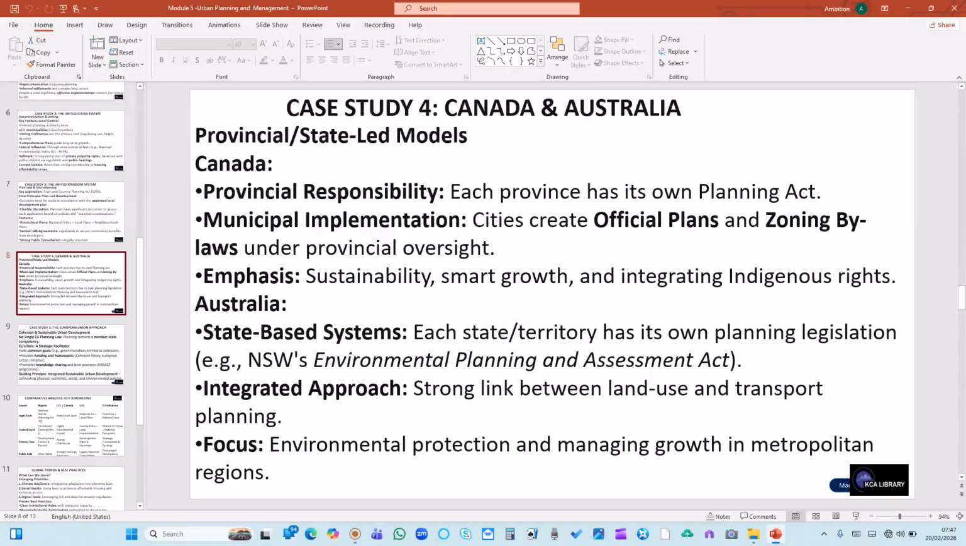That of Australia is characterized by a state-based system, whereby each state or territory has its own planning legislation, like the NSW Environmental Planning and Assessment Act. Then the integrated approach is a strong link between land use and transport planning. It focuses on environmental protection and managing growth in metropolitan regions.